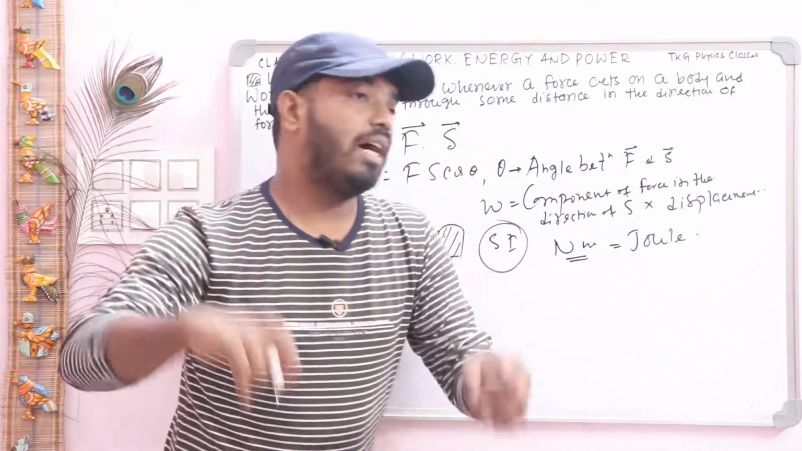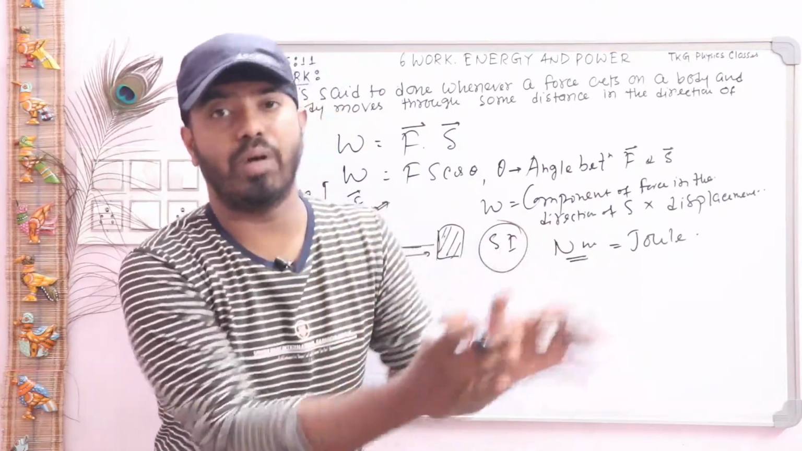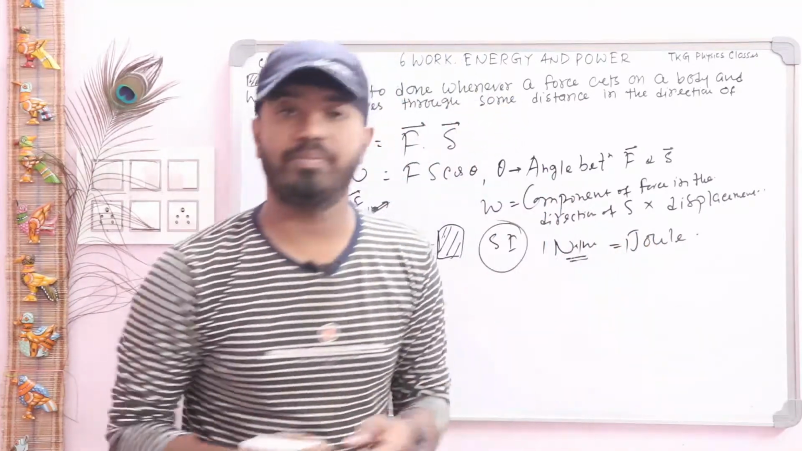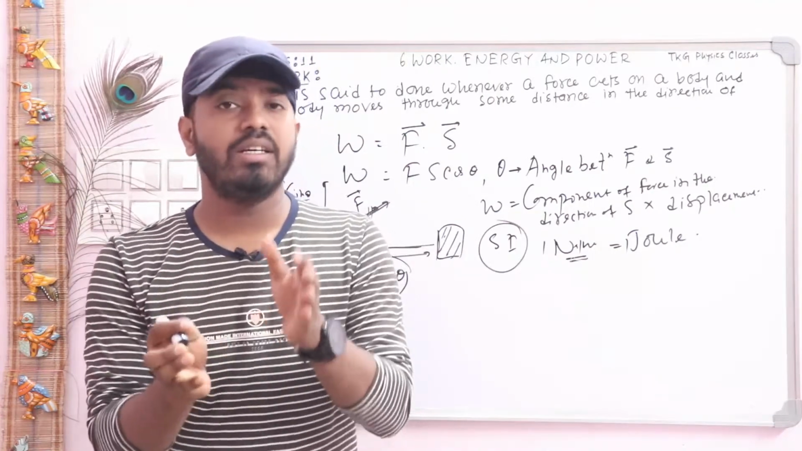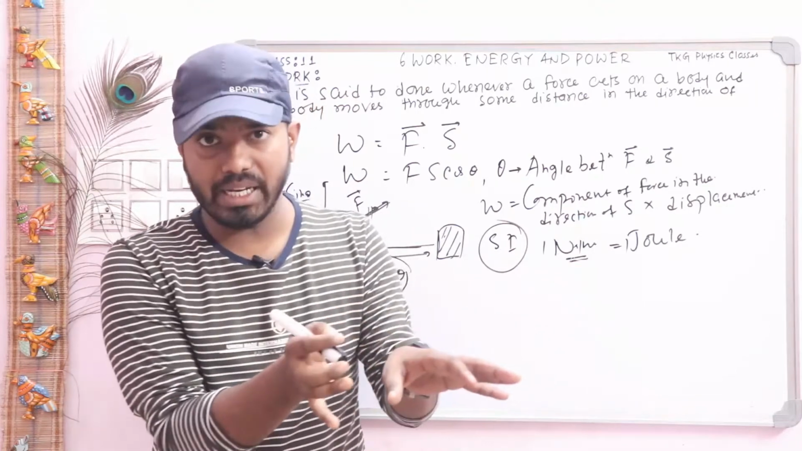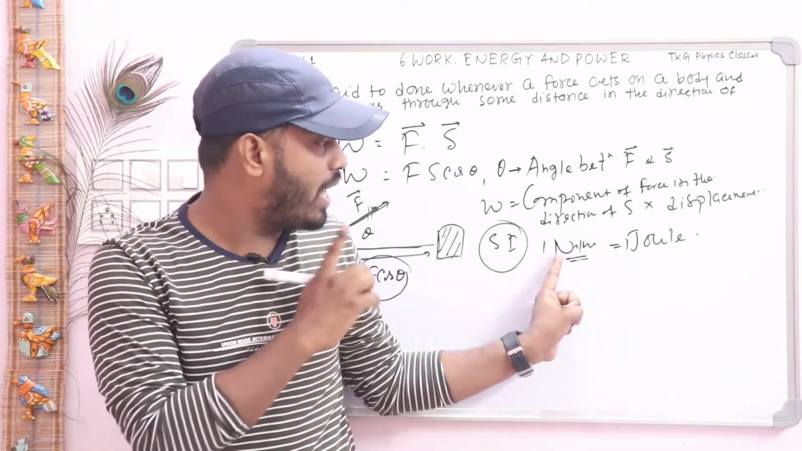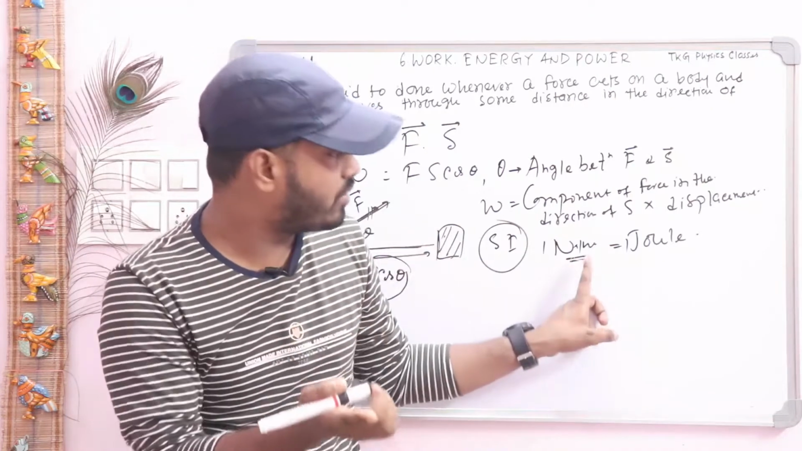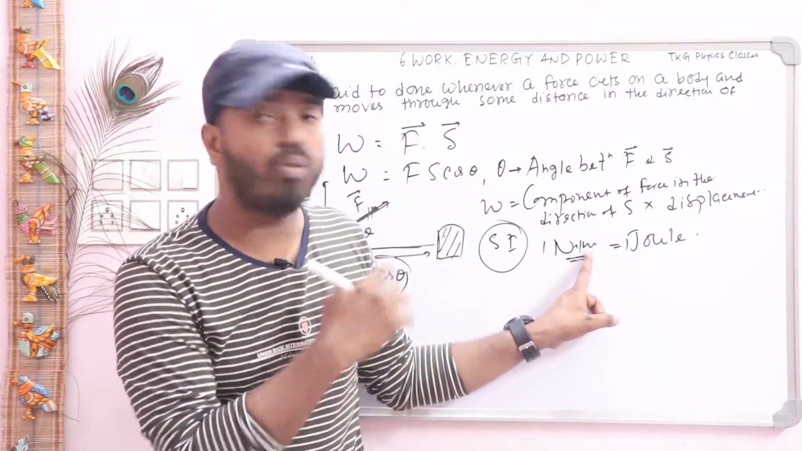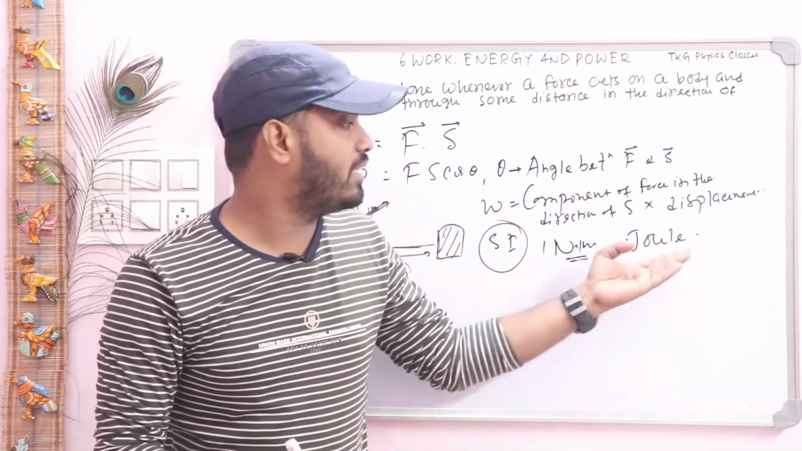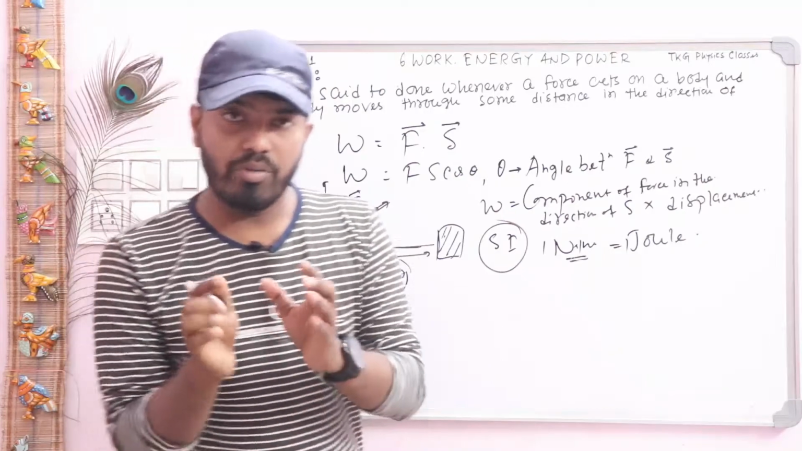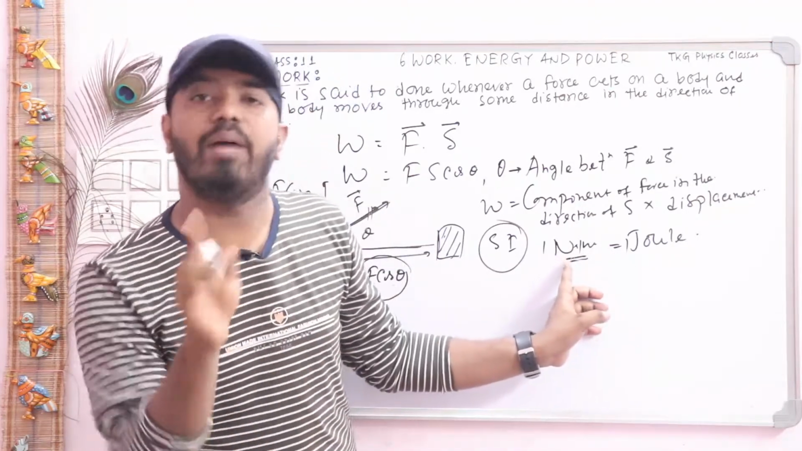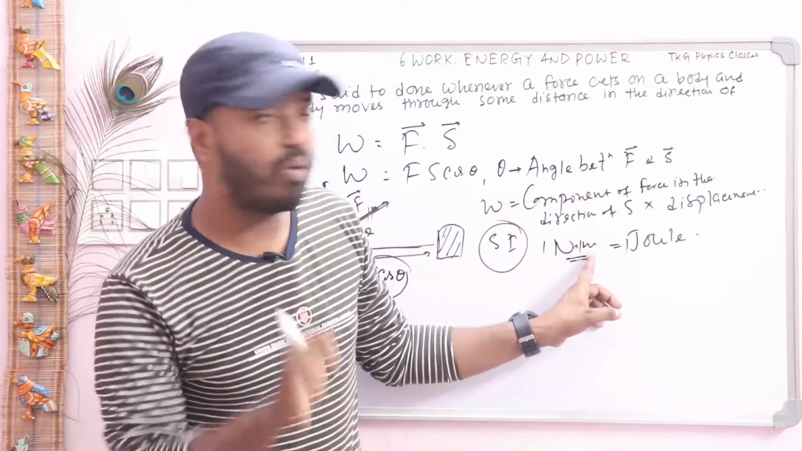Suppose you have to define the work done of 1 Joule. Define 1 Joule of work. What will be the definition? 1 Joule means 1 Newton into 1 meter. So the definition will be: 1 Joule of work is said to be done when a force of 1 Newton is applied on a body and the body is displaced through a distance of 1 meter in the direction of the force. You always give the definition with the help of this equation. 1 Joule of work is said to be done when 1 Newton force is applied on a body and the body is displaced through a distance of 1 meter.